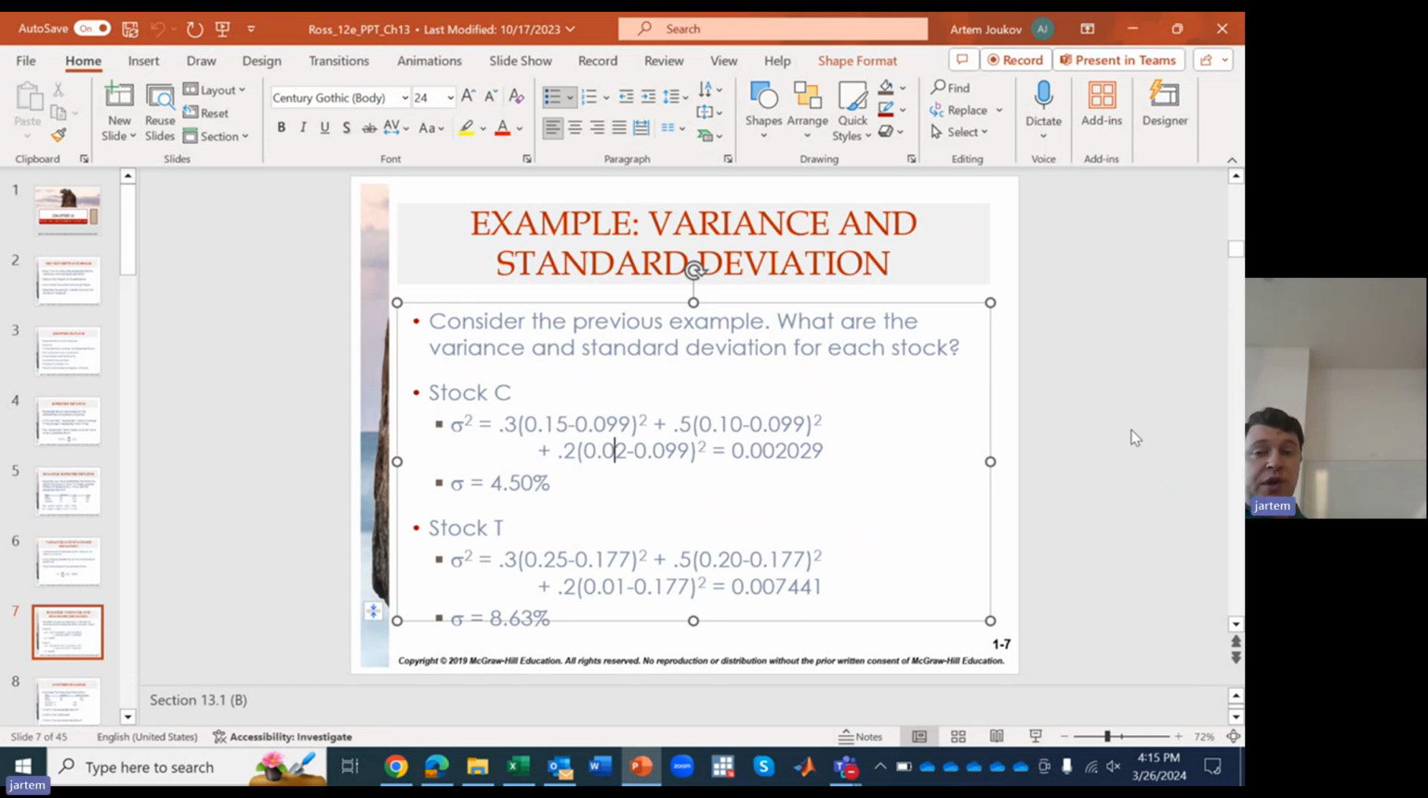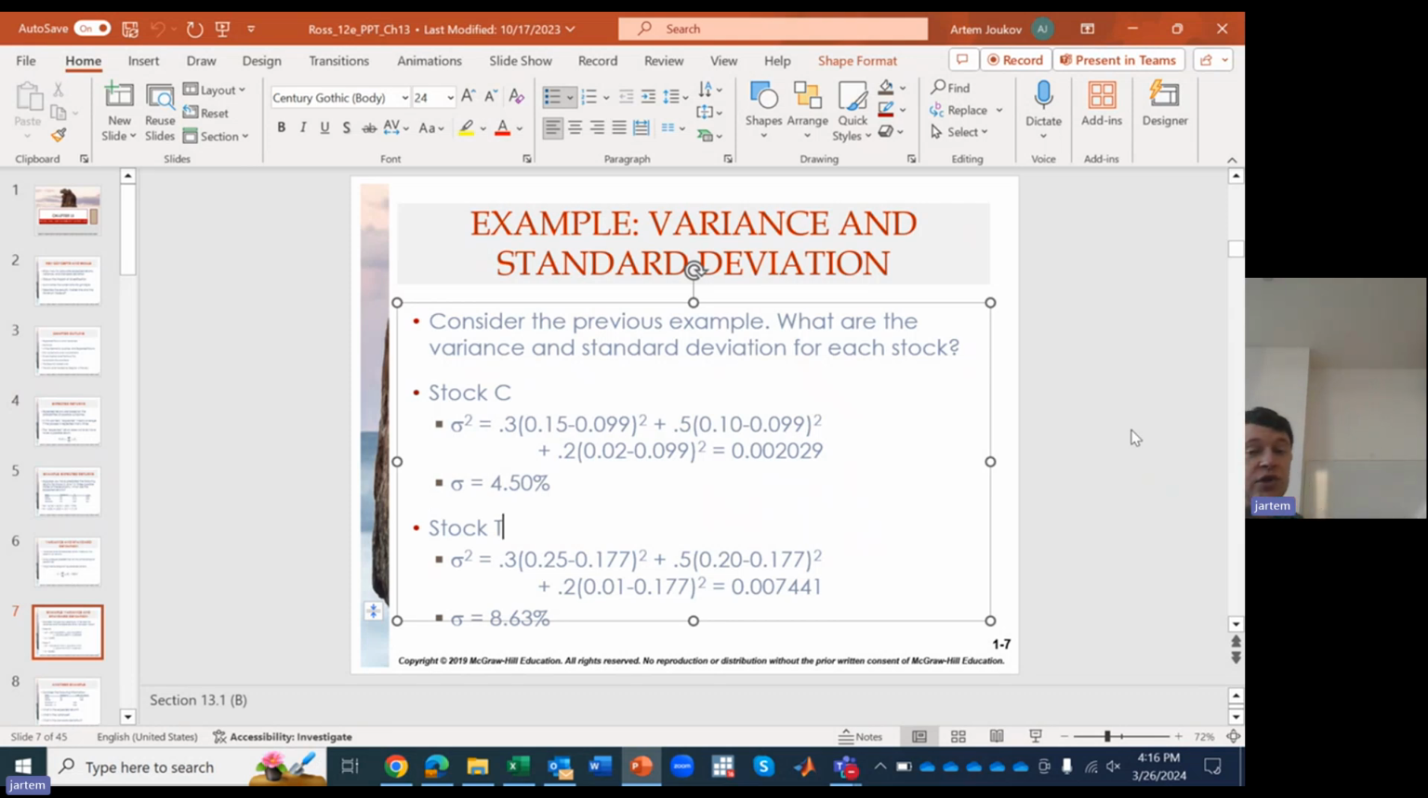So now that we've done those three things, we can go over here and see that the variance is 0.002029. But it's much easier for us, instead of looking at variance, which gives us the percent squared, whatever that means, we can take the square root. And when you take the square root, you get 4.5%. So that's going to be the standard deviation for you.